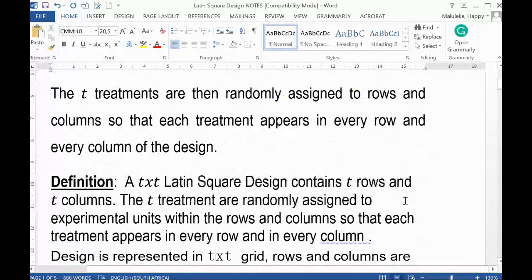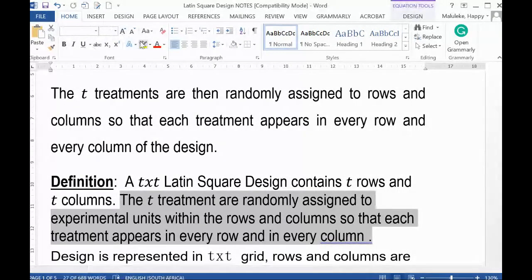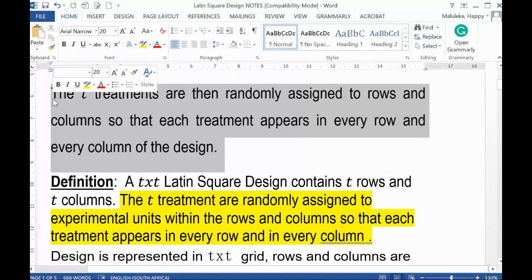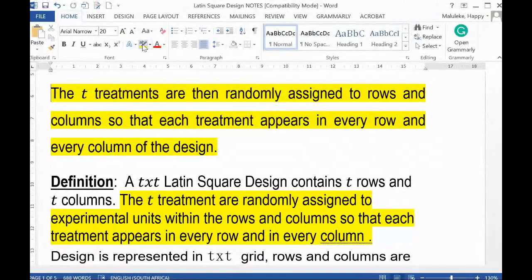Here is the general definition now of a Latin square design. A T by T Latin square design contains T rows and T columns, where the T treatments are randomly assigned to experimental units within the rows and the columns, so that each treatment appears in every row and in every column. This statement is the same as this statement. Those two statements are the same. They're just written in different ways.